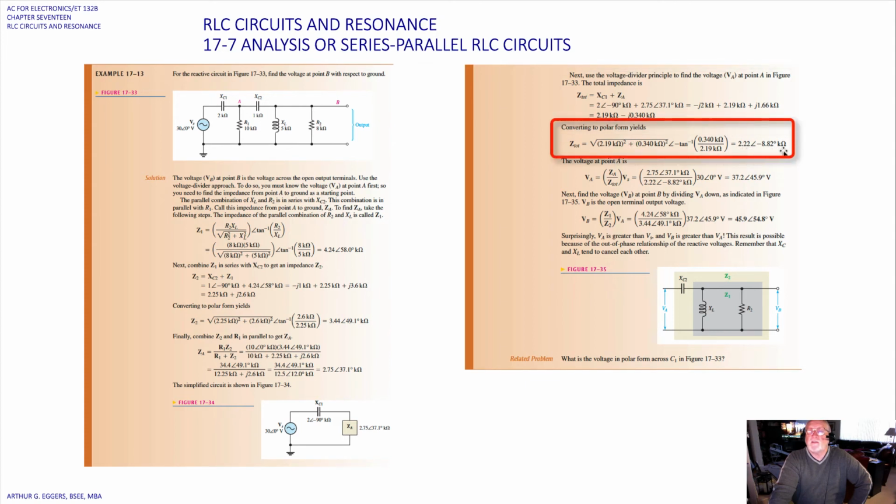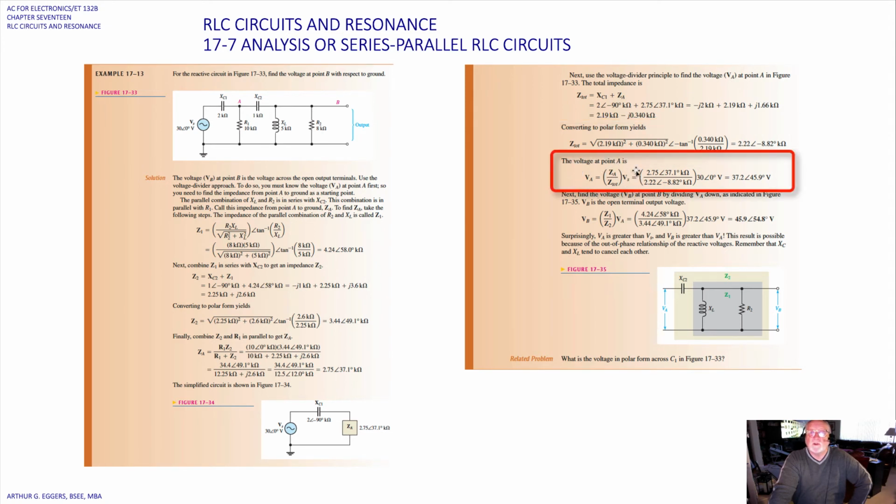Now you have 2.22 at an angle of minus 8.82 degrees in k ohms. So the next step then, voltage at point A, what does that look like? Voltage divider again. So you're using Z sub A as the point you're looking at or measuring. You're relating it to the total, multiply it times the source, you get the voltage drop. Then looking into that output all the way back to Z sub A after everything has been combined together.